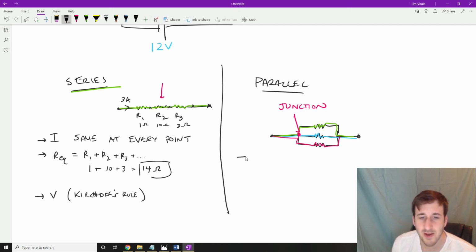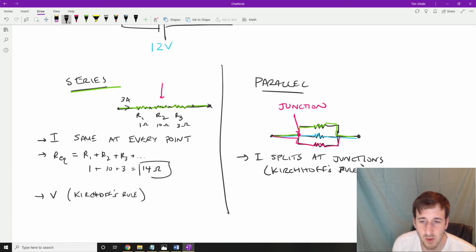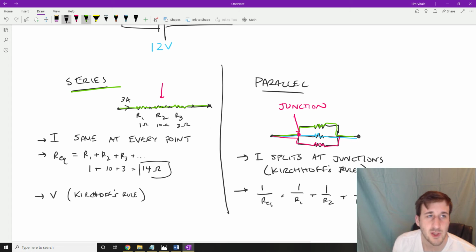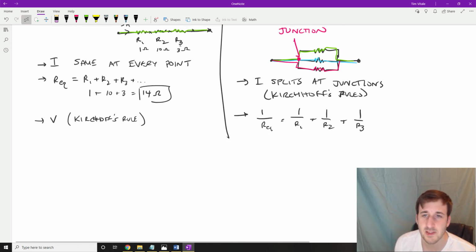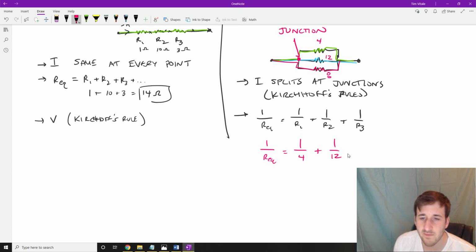In the parallel, the current is not the same. The current splits at junctions. And to figure out what the current is, we're going to reference Kirchhoff's rules, which I'll talk about again later. To find the equivalent resistance, it's 1 over Req is equal to 1 over R1 plus 1 over R2 plus 1 over R3. And to show you a quick example of how we can solve that, let's give these some numbers. Let's say this is 4 and this is 12 and this is 8. So I would say 1 over Req is equal to 1 over 4 plus 1 over 12 plus 1 over 8.